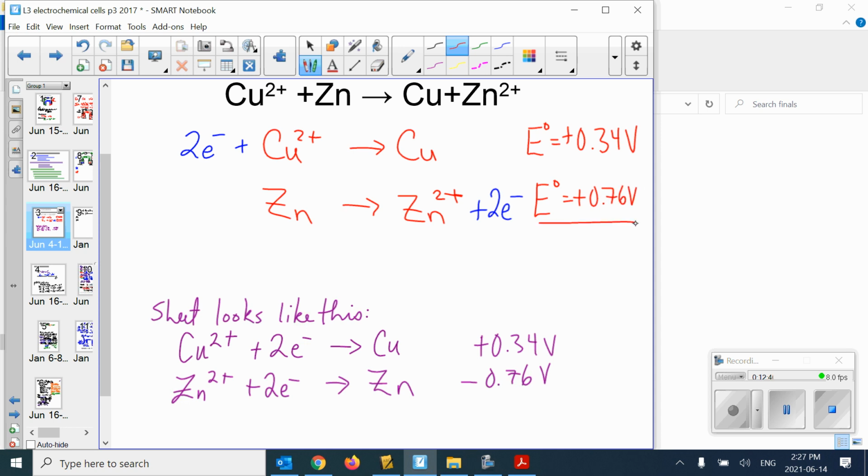Okay, so when you reverse a reaction, you reverse a half reaction. When you reverse a half reaction, you reverse the sign of the voltage. Okay, and now you just do the arithmetic. Happens to be 1.10.